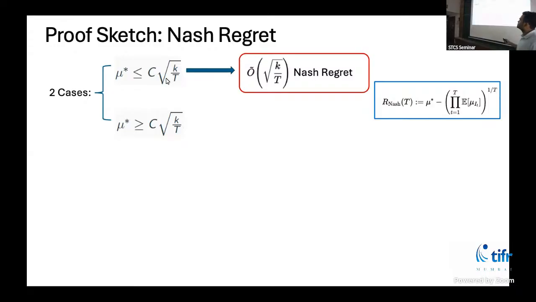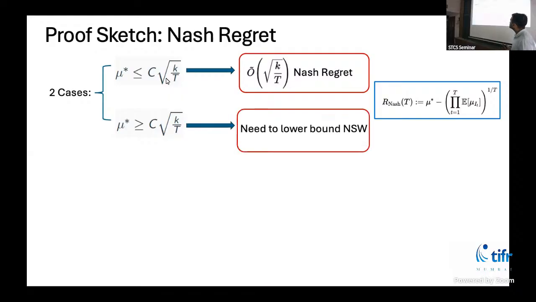But when mu star is high, greater than square root k by t, then we need to analyze the Nash regret. So we have to upper bound Nash regret, and for that we need to lower bound the Nash social welfare. So how are we going to do that? We are going to lower bound the Nash social welfare for both phases, phase 1 and phase 2, and make sure that in both phases we have a good amount of Nash social welfare.